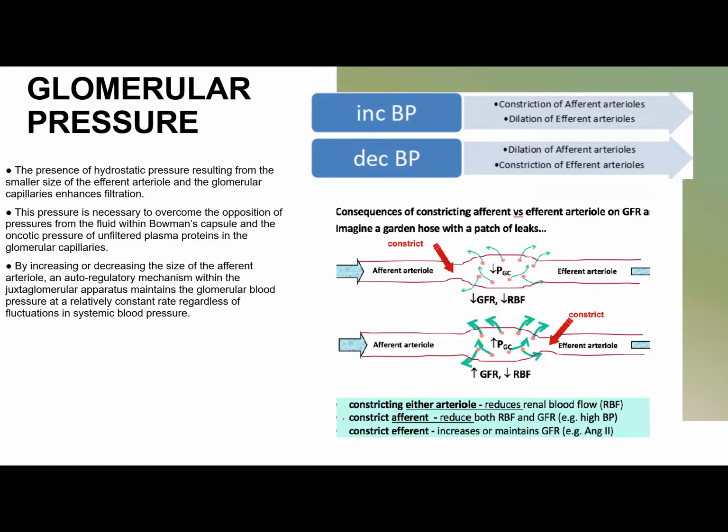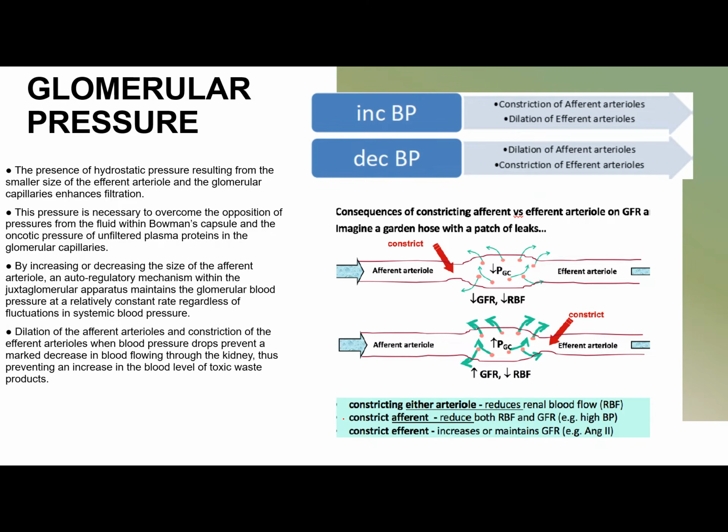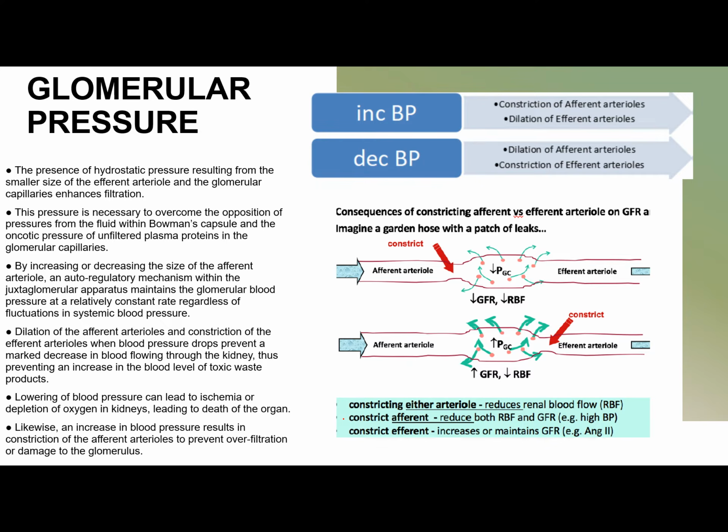By increasing or decreasing the size of the afferent arteriole, an autoregulatory mechanism within the juxtaglomerular apparatus would maintain the glomerular blood pressure at a relatively constant rate regardless of fluctuations in the blood pressure. Dilation of the afferent arteriole and constriction of the afferent arteriole when blood pressure drops prevents a marked decrease in blood flowing through the kidney, thus preventing an increase in the blood level of toxic waste.